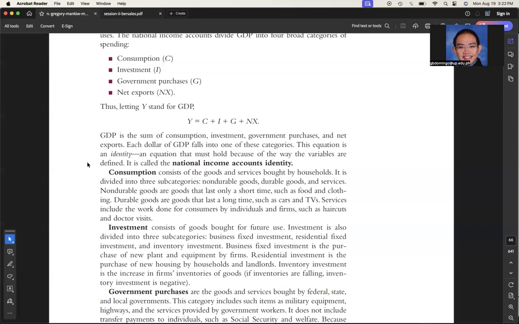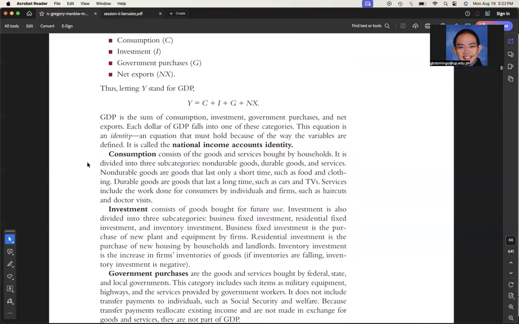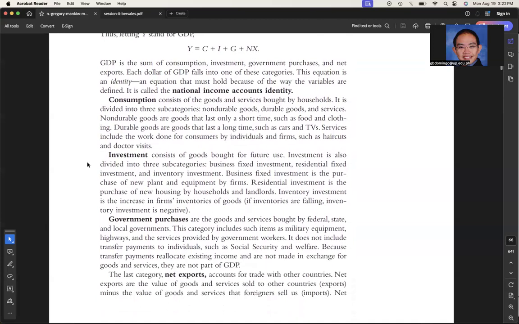We can look to the Philippines later. I was just thinking I should go to the Philippine side, but I will in a moment. Let's define C, I, G, and NX.